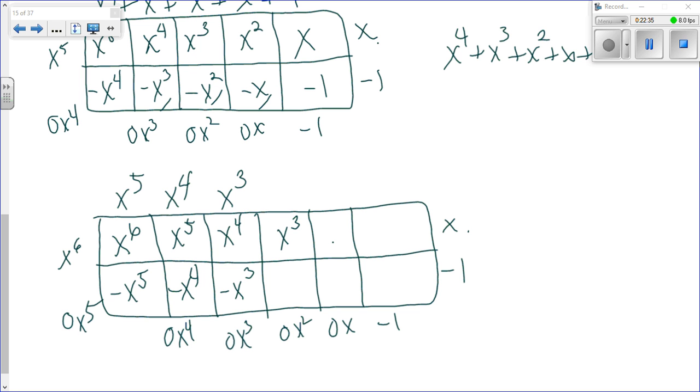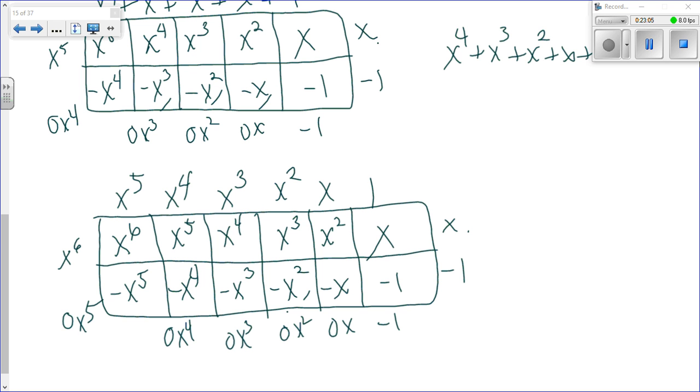I'm going to multiply x by x squared to get x cubed. X squared times negative 1 is negative x squared. And then I need to make that diagonal add up to 0x squared. So it's positive x squared. X times what gives you x squared? Well, that's x. X times negative 1 is negative x. I have to have a 0x, which just means positive x. X times what gives me x? Well, that's a 1. 1 times negative 1 is negative 1.